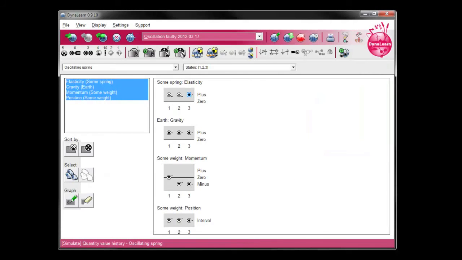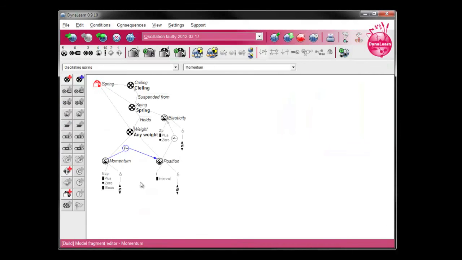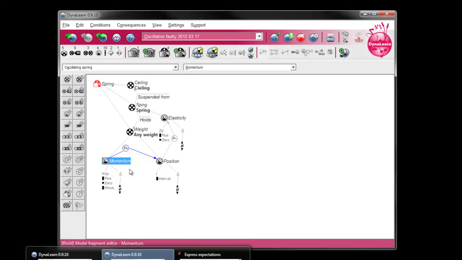So let's look at that model fragment. Momentum being proportional to position. And let's give this a little bit of thought. Why would this be wrong? If the momentum is positive, then position should increase, right? So it should not be a proportionality, but rather an influence.